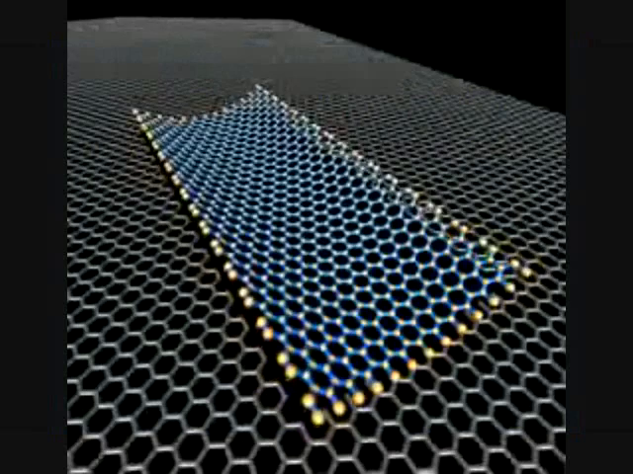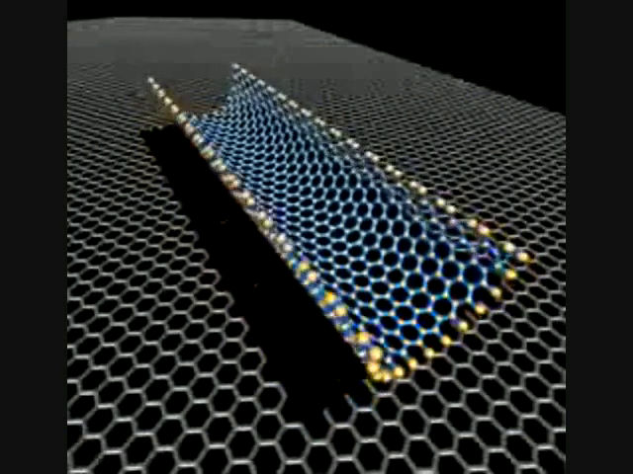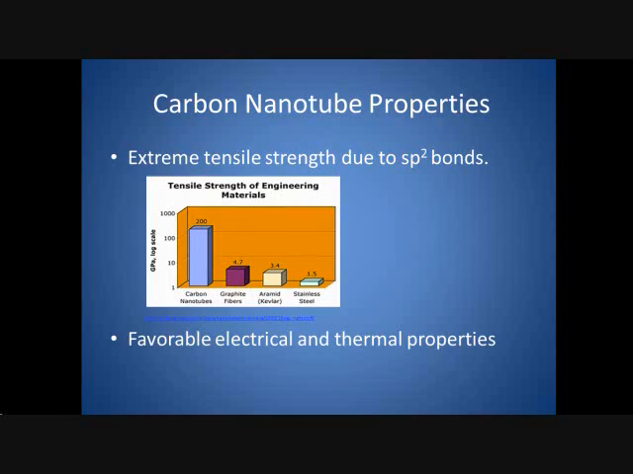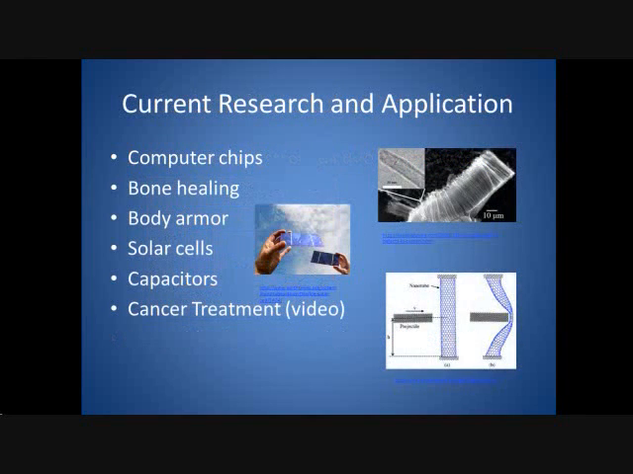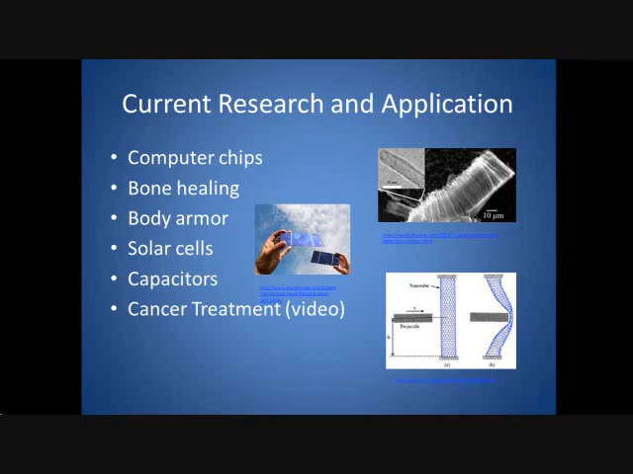This animation demonstrates the structure of the nanotube at the atomic scale. Carbon nanotubes, or CNT for short, are at the cutting edge for material science research. This is due to their attractive physical properties such as their extremely high strength, conductivity, and aspect ratio. Some current applications involving CNTs include computer chips, bone healing, body armor, solar cells, capacitors, and cancer treatments. Note that this list is not comprehensive.